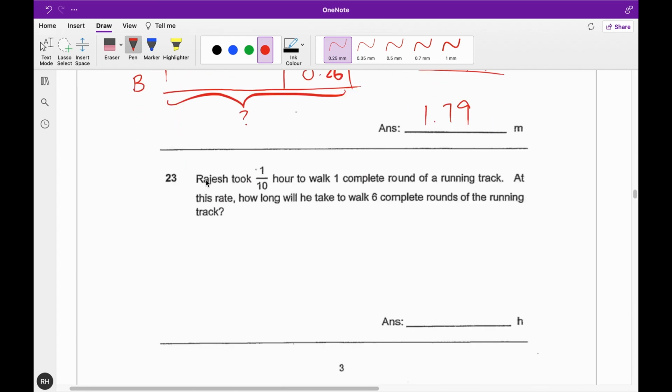Question 23. Rajesh took 1 out of 10 hour to walk one complete round of a running track. At this rate, how long will he take to complete 6 rounds of the running track? So 1 out of 10 hour times 6 rounds, so 6 out of 1, equals 1 times 6, 6, 10 times 1, 10. So we have 6 out of 10 hour. We'll simplify it, we'll get 3 out of 5 hour.